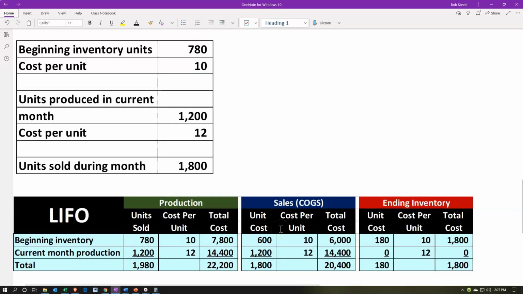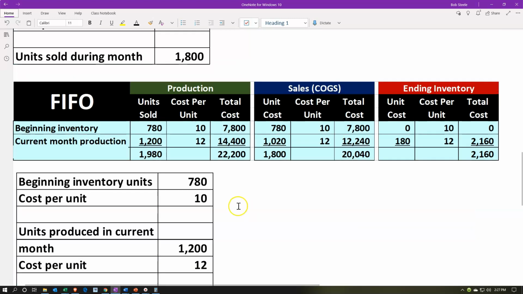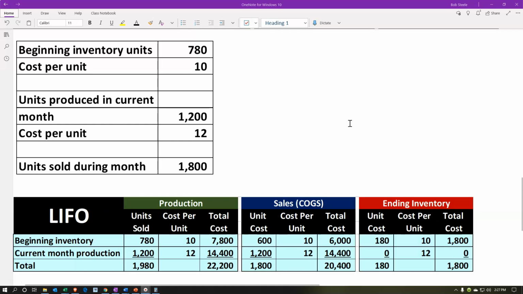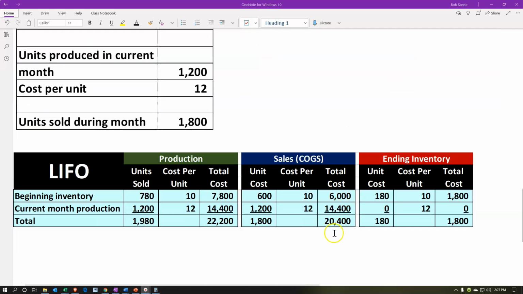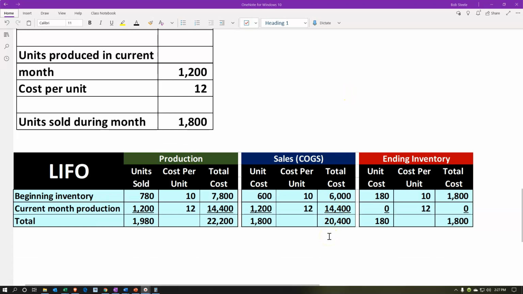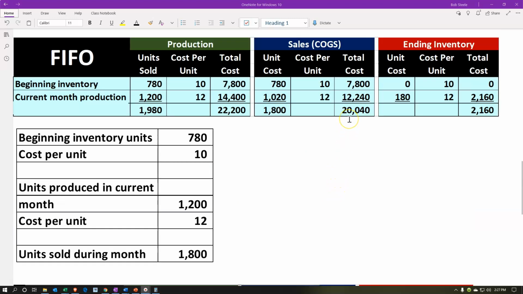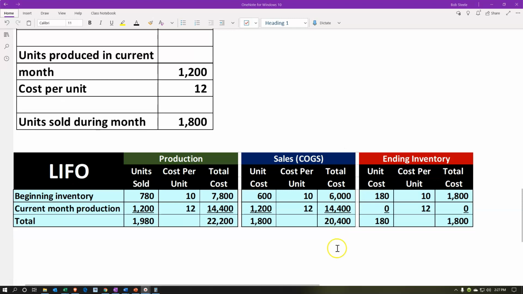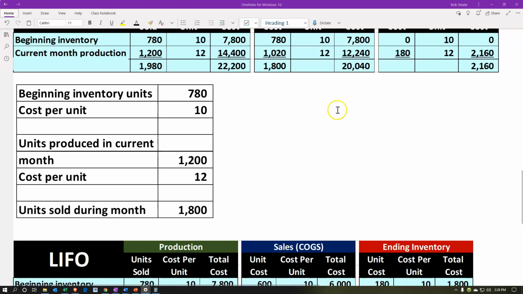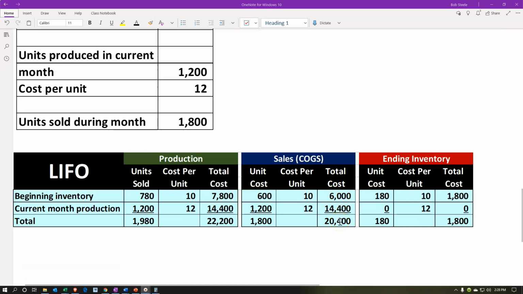So if you take a look at these two tables and just compare them, you can see that we have the cost of goods sold here at the 20,040 versus the 20,400. That means that the cost of goods sold is less for FIFO, more for LIFO, and that means the cost of goods sold being higher under LIFO will make us look worse, right? Because that'll make the net income lower.